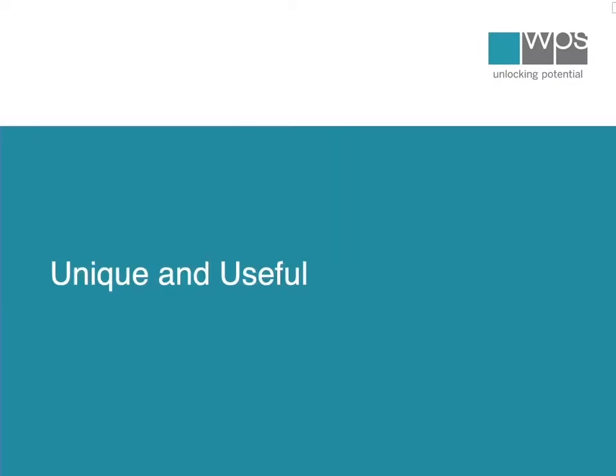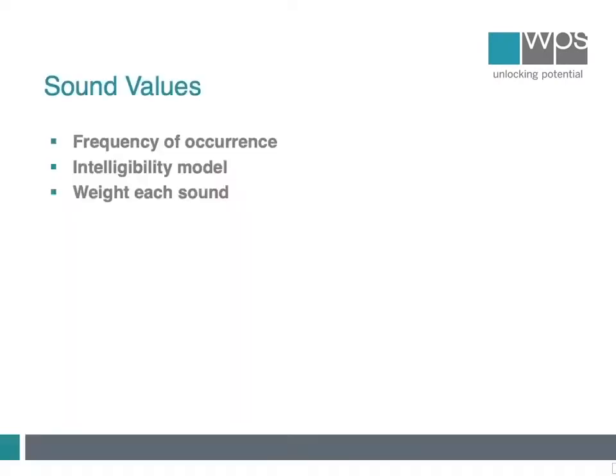What makes the Arizona 4 unique and useful? Sound values. Each target sound is weighted by its frequency of occurrence in American speech. It's based on the intelligibility model of speech communication, in which the more frequently a misarticulated sound is heard, the more difficult it will be to understand the speaker. Sound values weight each sound based on how often the sound is likely to be heard in everyday speech, and the end result is a number that has a direct and useful interpretation in terms of how intelligible that person's speech is likely to be to others.